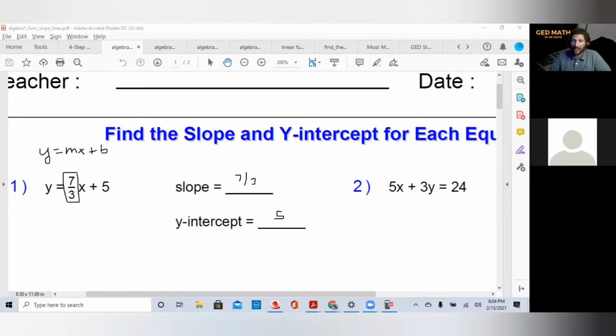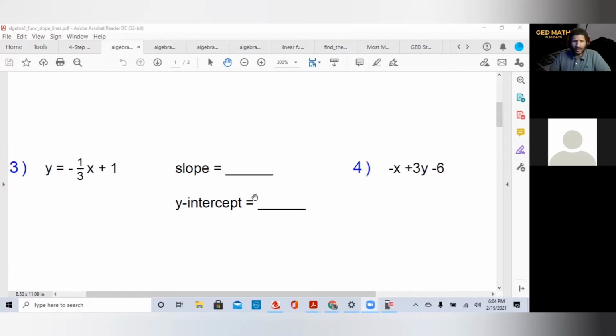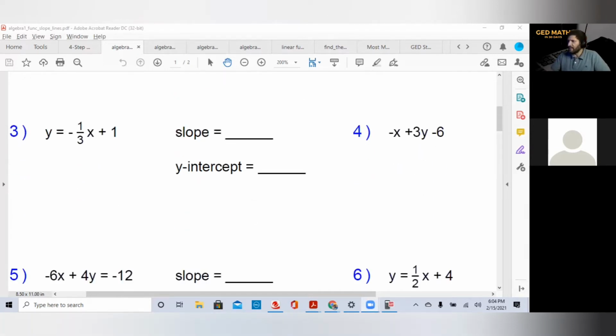Let's look at another problem fairly quickly. Let me clear the screen. Again, if you have any questions, just let me know. As we look at number 3, you should notice that it's in slope-intercept form. What's in front of the x? -1/3. My slope is -1/3. What's left? +1 is my y-intercept. That easy to find the slope given the equation in slope-intercept form.